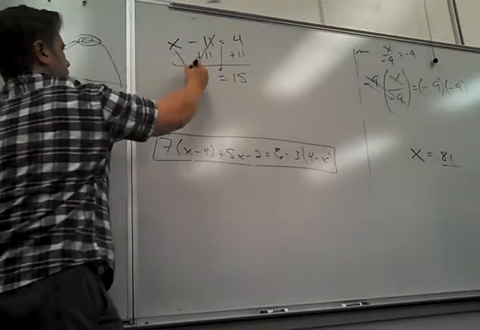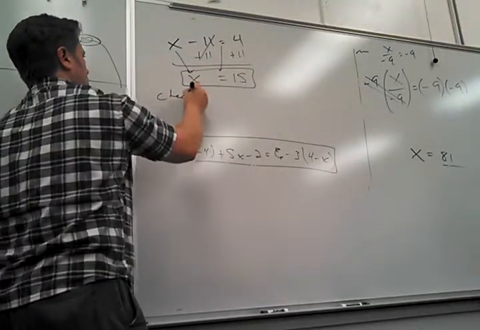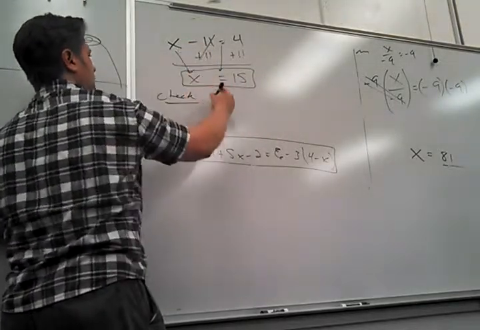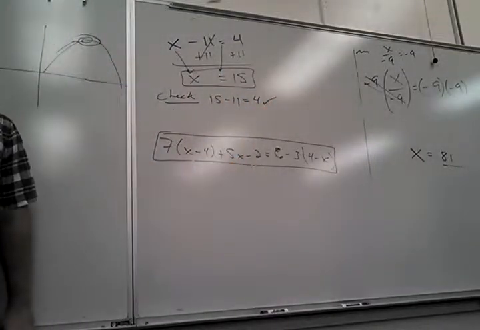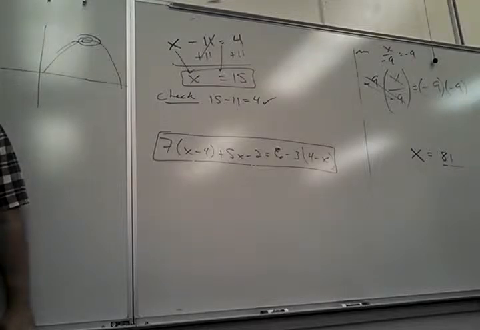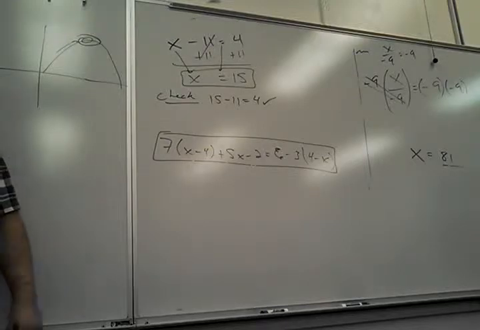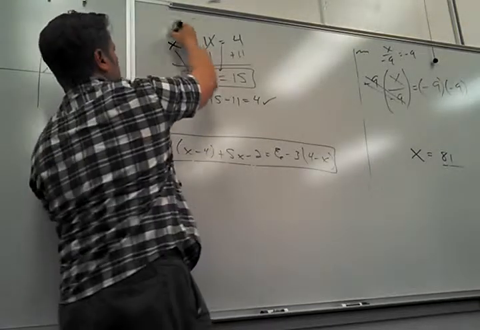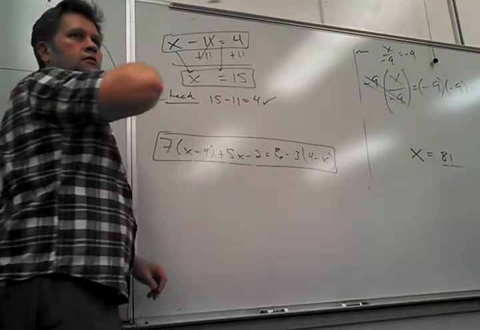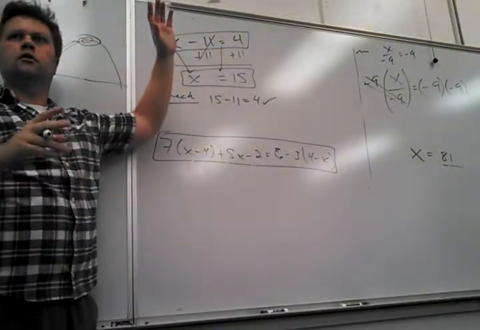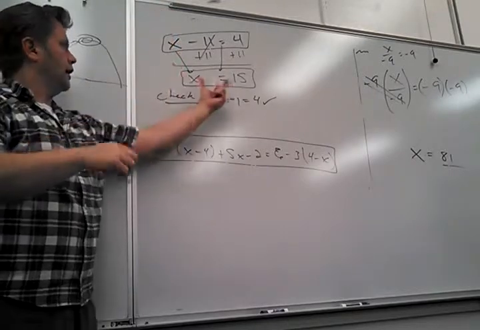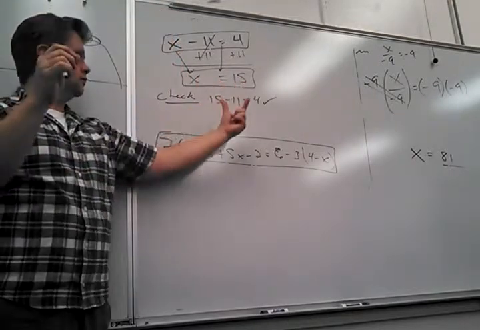So to check it, you plug 15 in here, and that's true. 15 minus 11 is 4. So checking these one-step problems should be really quick. Once you plug the number in, you should see it. Where did you get the 11 to plug it in? Here's the equation. There's an 11 there. Good.